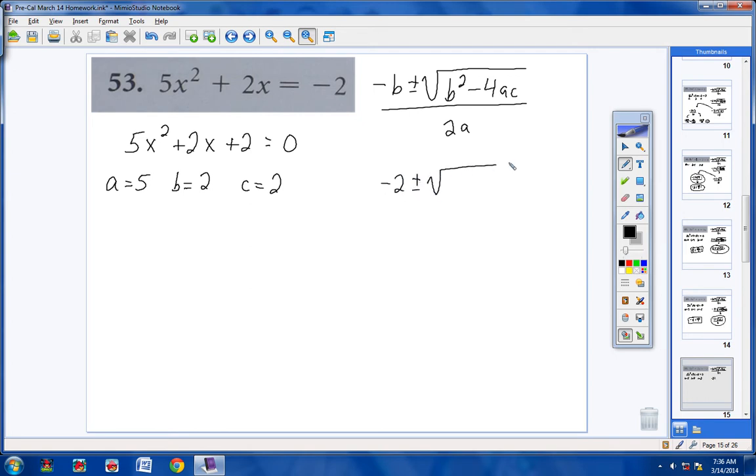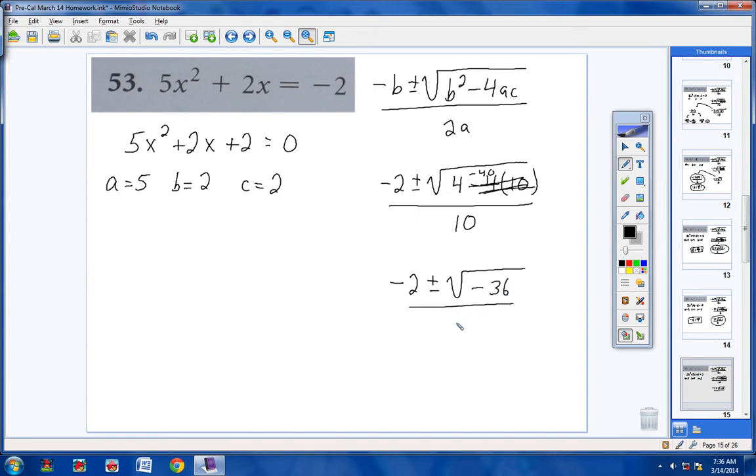Plus minus the square root of b squared. B is 2, square the 2, and you get a 4. And then next is minus 4ac. Let's do ac in our head. 5 times 2 would be 10, all over 2a. Well, a is 5, 2 times 5 is 10. Next, let's simplify our radicand. We should be able to do that pretty quickly. You have a negative 4 times 10. Cross that off. That's going to be a negative 40. Now 4 minus 40 is a negative 36 all over 10.